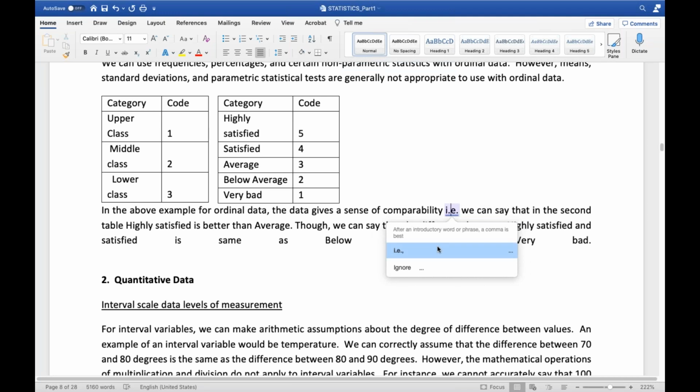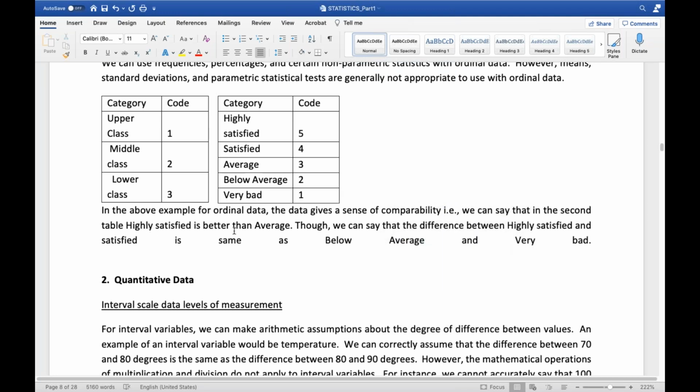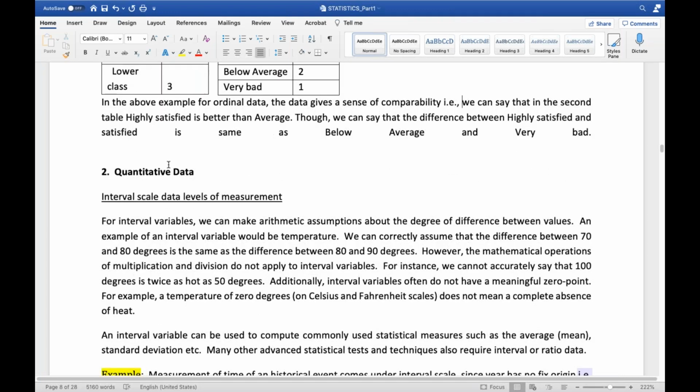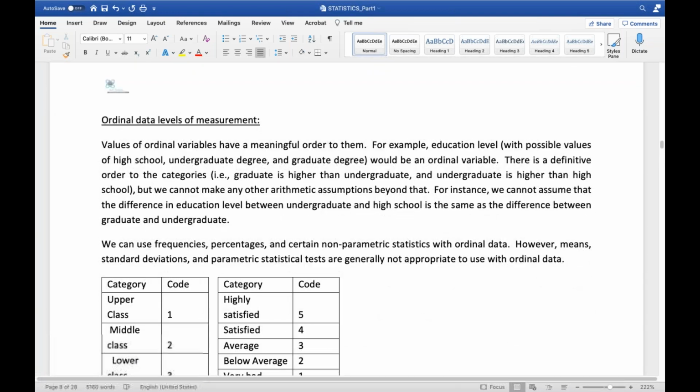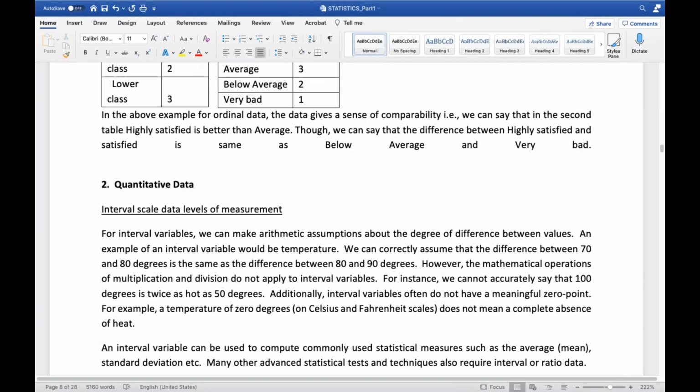So we can say that the second table, highly satisfied, is better than the average, though we can say that the difference between highly satisfied and below average is the same as between below average and very bad. This kind of thing we can say, guys, for this particular measure of ordinal data.